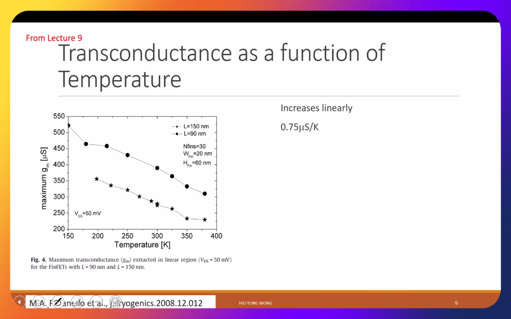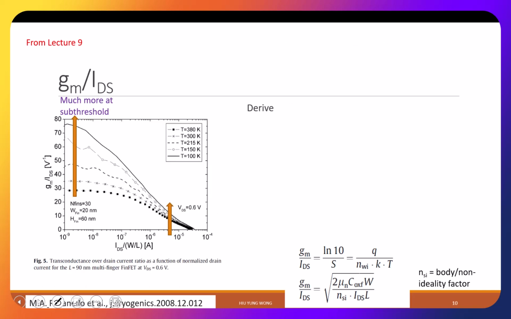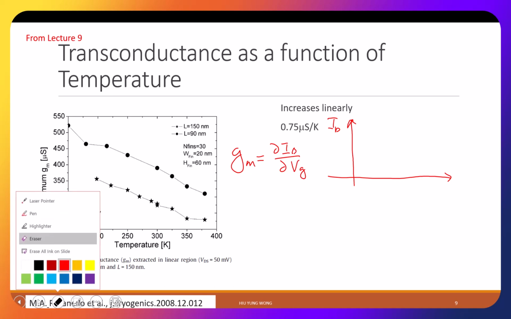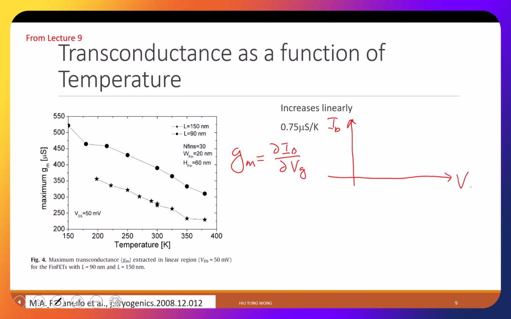Let me use this slide to remind you what gm is first, okay? So what is gm? gm equals partial ID over partial VG, right? And if you remember, we get this from the ID-VG curve, right?